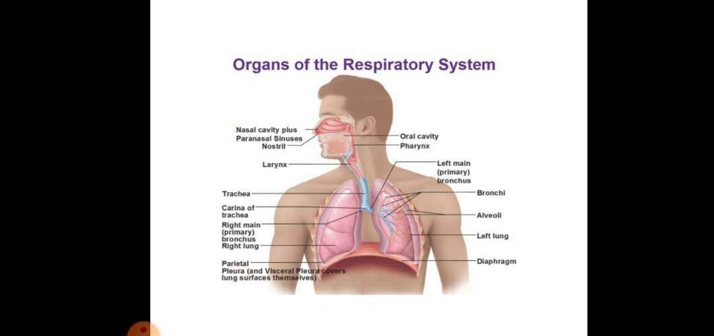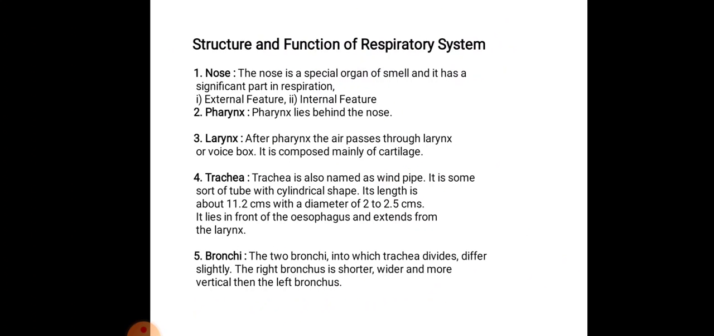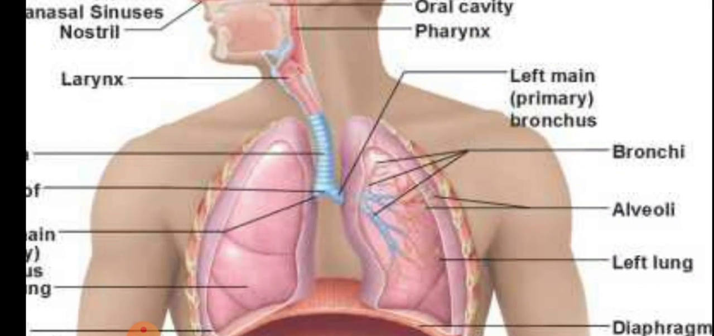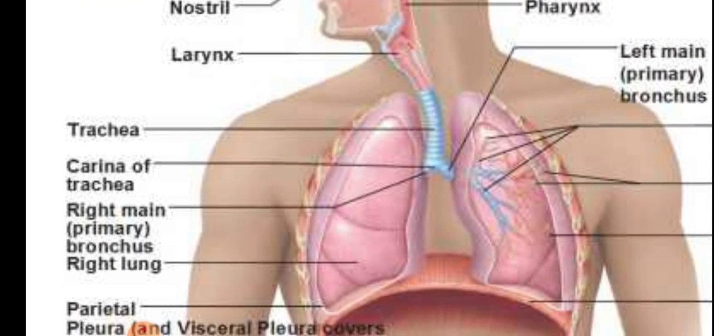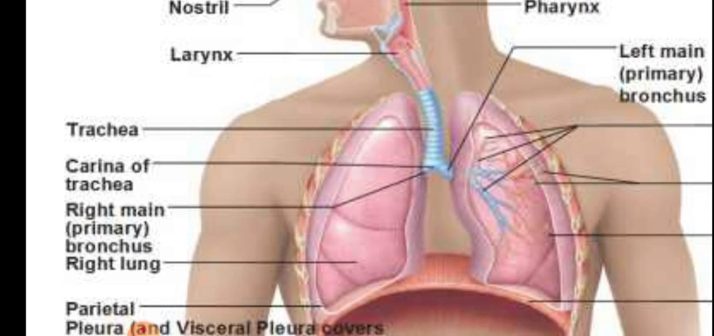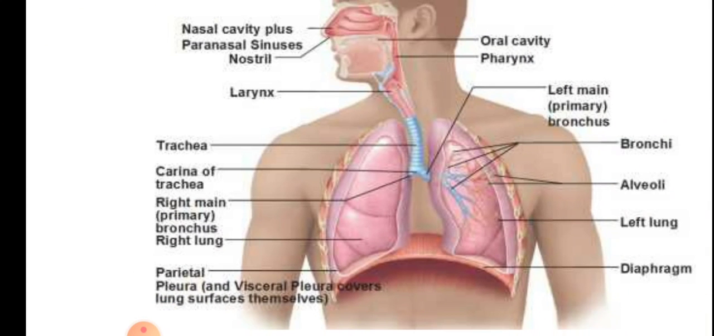Now talking about the bronchi. The two bronchi into which the trachea divides differ slightly. The right bronchus is shorter, wider, and more vertical than the left bronchus. So this is the right bronchus and the left bronchus. Okay, understood.